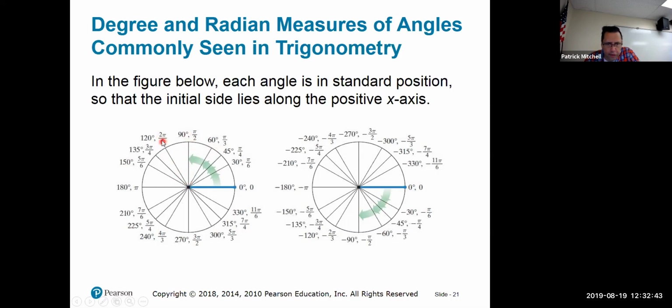4 pi over 6, also known as 2 pi over 3, and then 5 pi over 6. And it continues down through quadrants 3 and 4. I'm not going to bore you right now with every single one of them. And then over here, they just have the negative version. So when you go clockwise, remember negative angles run clockwise. So you would hit them going around in this order.